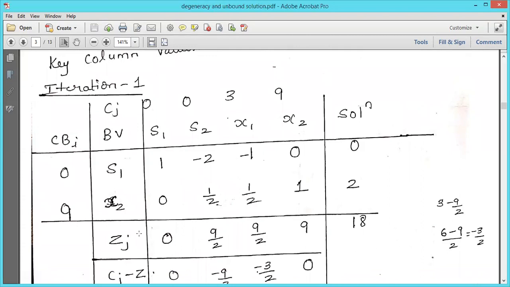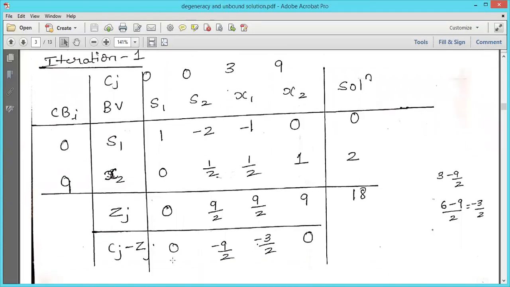Now find the values of Zj. So Zj will be 0 into 1 plus 9 into 0, here it is 0. Again 9 into 1 by 2, 9 by 2. Again here it is 9 by 2. Again here it is 9. And the objective value, 9 into 2, is 18. Cj minus Zj: 0 minus 0 is 0, 0 minus 0 is 0, 0 minus 9 by 2 is minus 9 by 2, 3 minus 9 by 2 is minus 3 by 2, 9 minus 9 is 0.